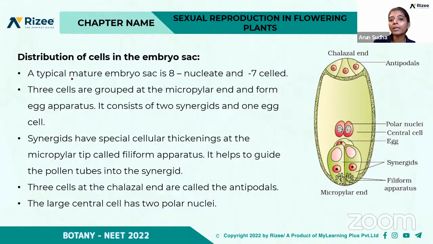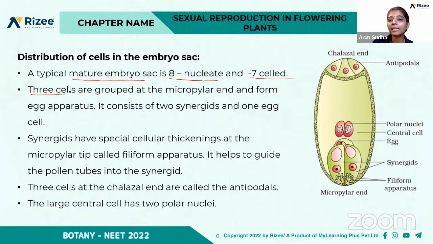A typical mature embryo sac is 8 nucleate and it is 7 celled. Why is it called 8 nucleate and 7 celled? If you see the number of nuclei, it is 8, right? 1, 2, 3, here 4, 5, 6, 7, 8. So it is 8 nucleate and 7 celled. Why is it 7 celled? Because the two polar nuclei are formed together, there is no wall formation. That is, they are present in the single large central cell. Okay, so 7 celled and 8 nucleate.